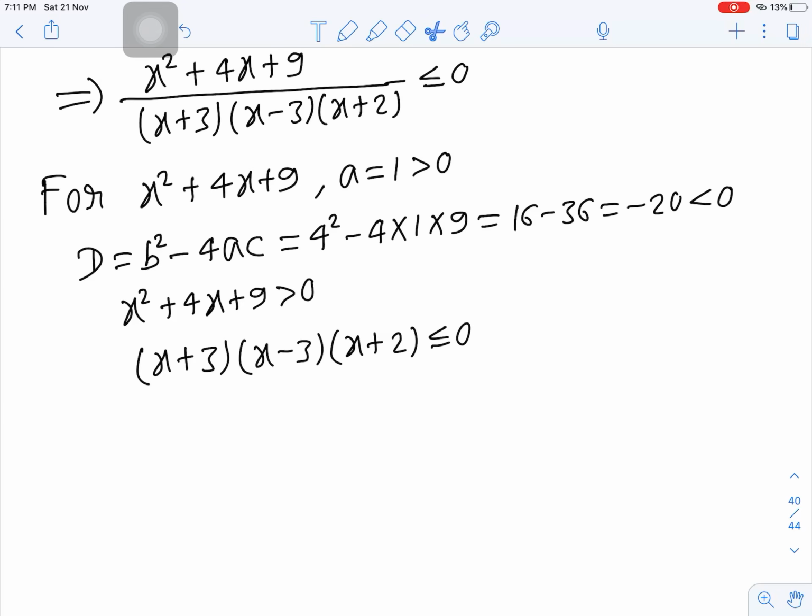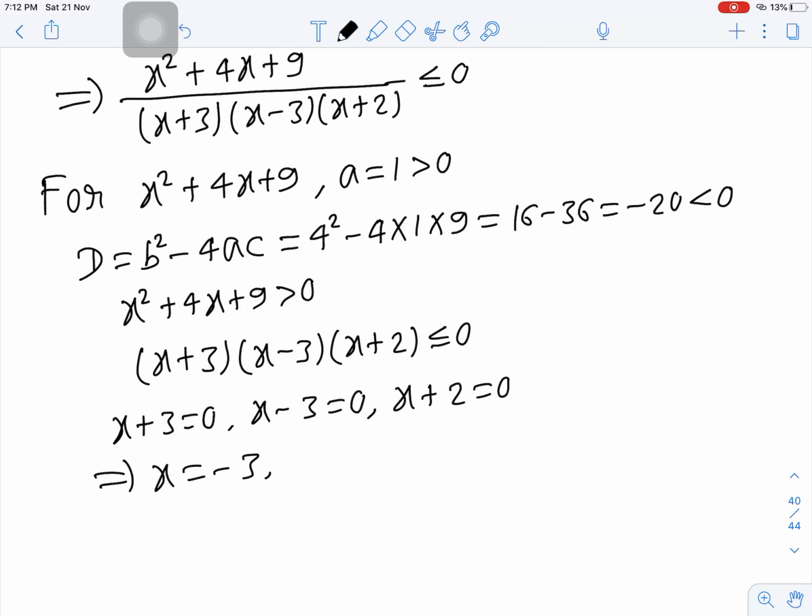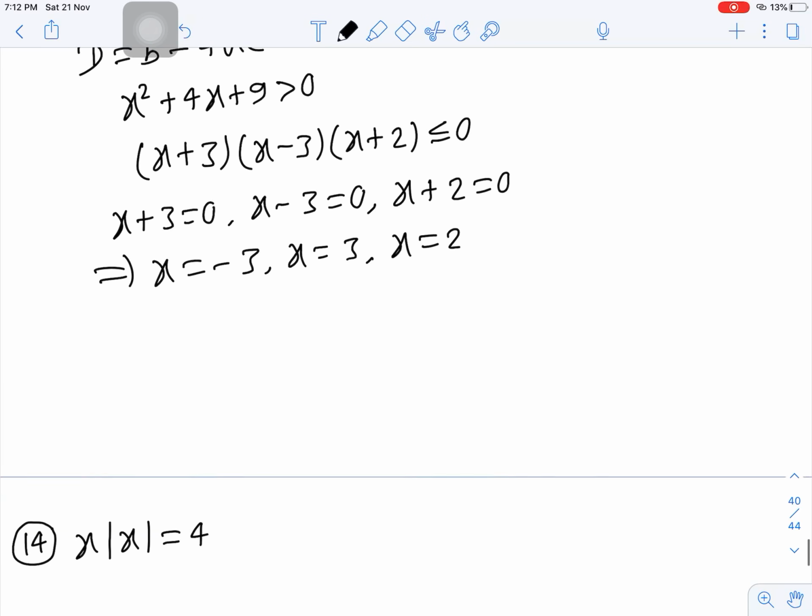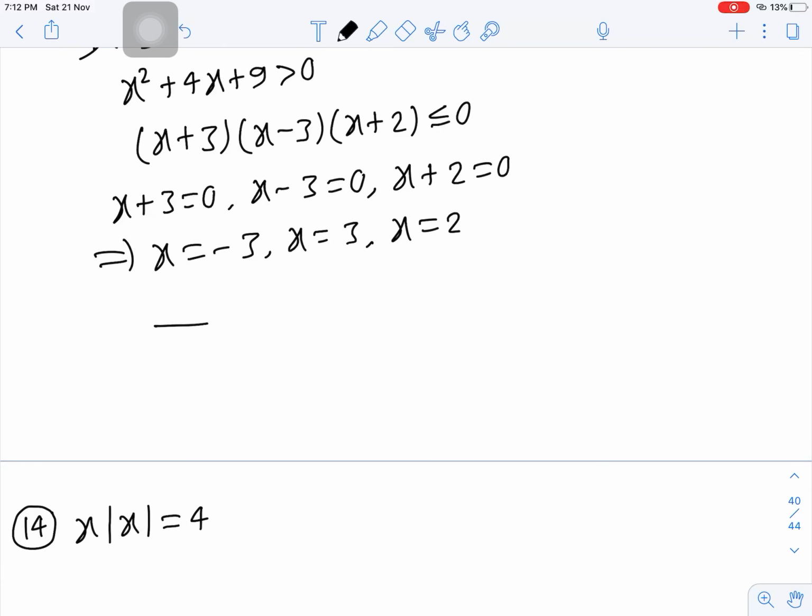Now you should find the critical points. For that you should equate each factor to 0. So you equate x plus 3 to 0, x minus 3 to 0, and x plus 2 to 0. You will get x equal to minus 3, then x equal to 3, and then x equal to 2. Then you will plot these numbers, minus 3, 2, 3, in increasing order on the number line, with infinity at the right end and minus infinity on the left.